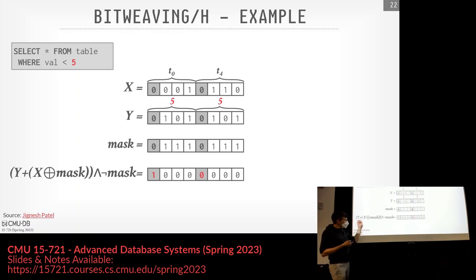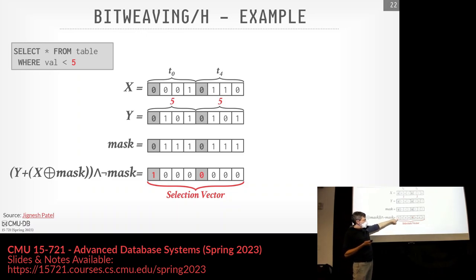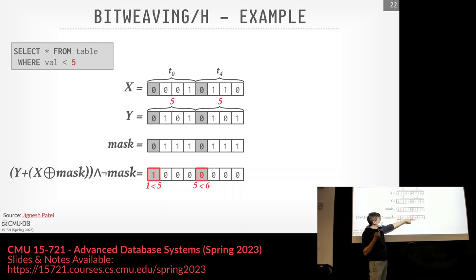The way it works is that we have this formula here, and we'll have a different formula based on what the predicate is. This one is for less than. You take x, AND it with the mask, add y to it, and then AND it with the negation of the mask. And lo and behold, what you get as the output is a selection vector that tells you whether the tuple actually matches. In the padding is where you put whether the predicate was satisfied or not, so you ignore the zeros. The padding says 1 because T0 is 1, and 1 is less than 5, so that matches. The second, T4, is 6, and 5 is less than 6, so that's false, so that's set to 0.